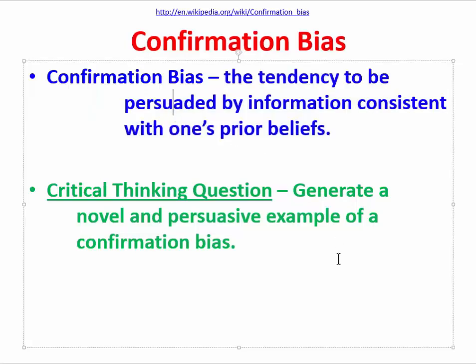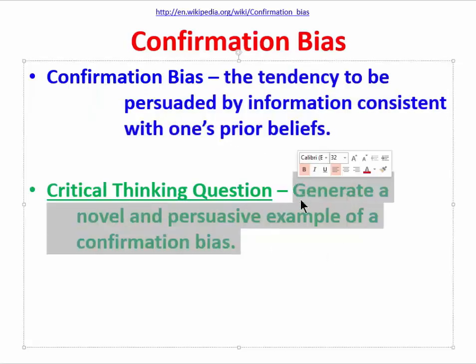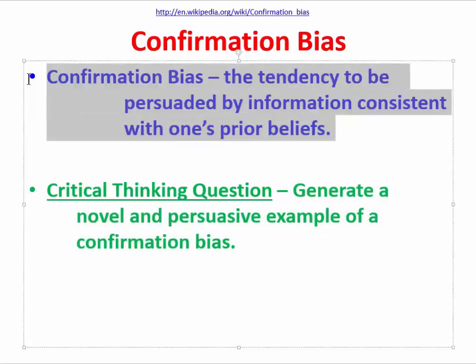A good exercise for you would be to attempt to generate novel and persuasive examples of confirmation biases on your own. This is a good way to actively practice the notion of confirmation bias. Okay, so we can say that a confirmation bias is a type of error, just like the heuristics tend to generate errors for us.